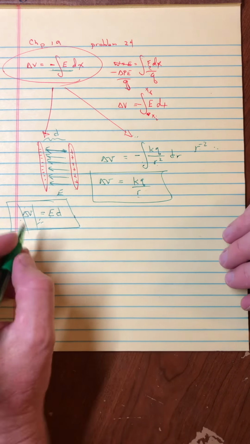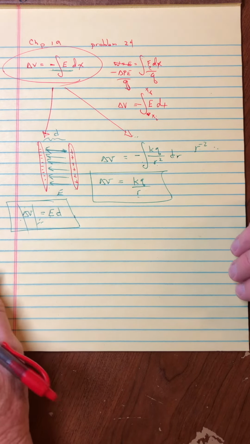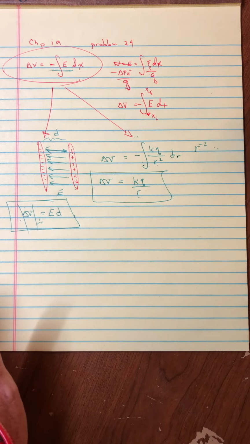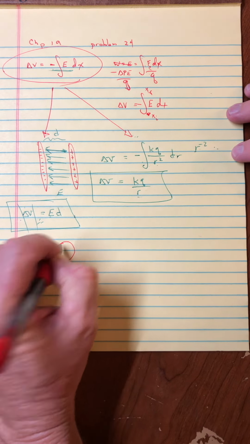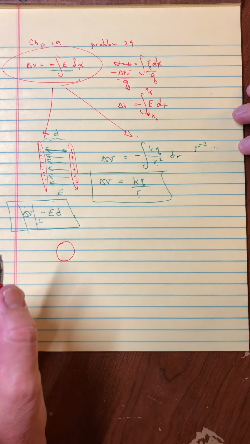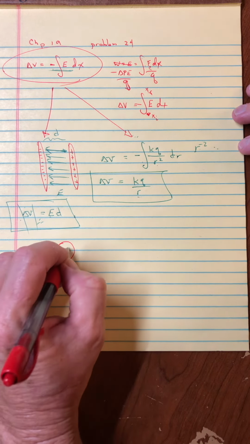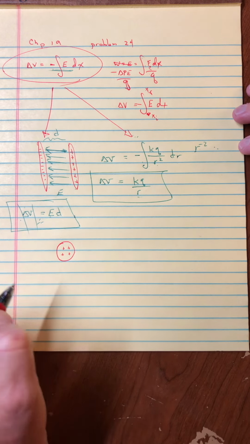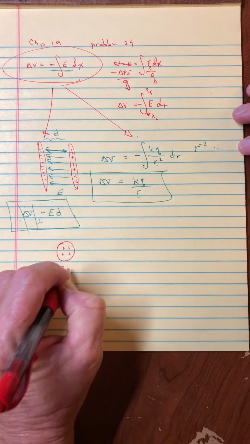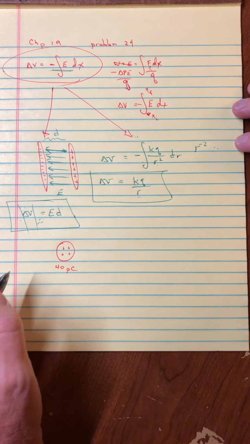This question simply says: a 0.5 centimeter diameter plastic sphere used in a static electricity demonstration has a uniform charge distribution of 40, and I'll trust they mean positive here, 40 picocoulombs on its surface. What is the potential near its surface?